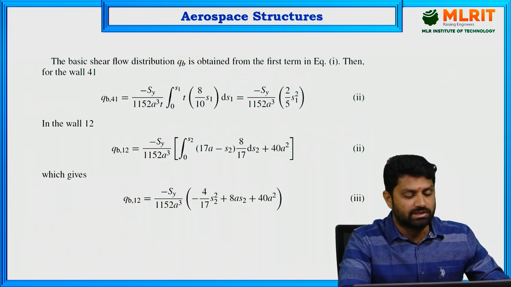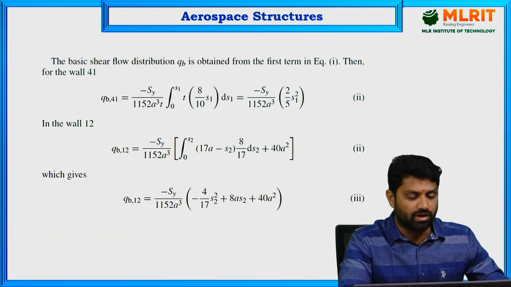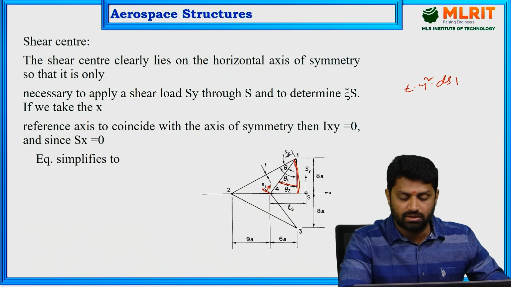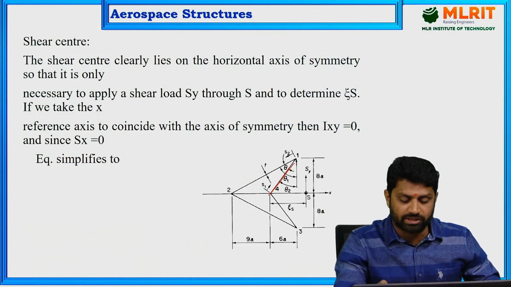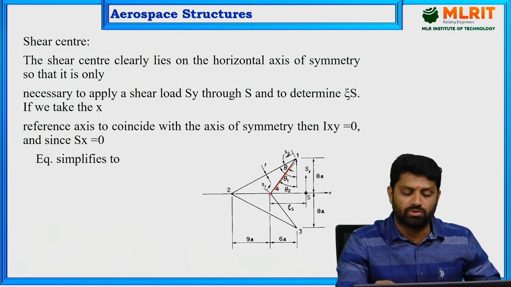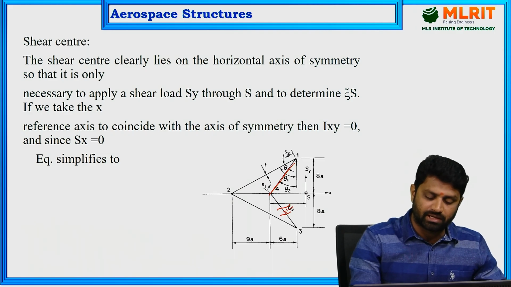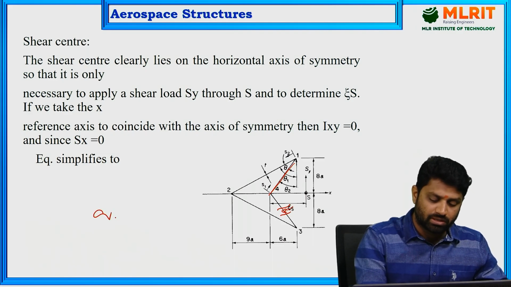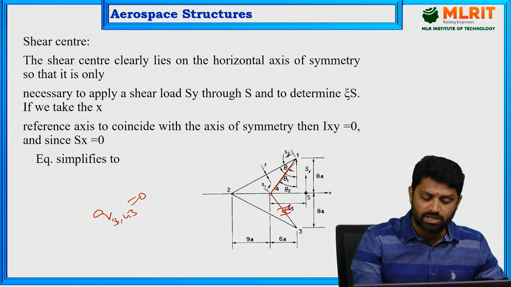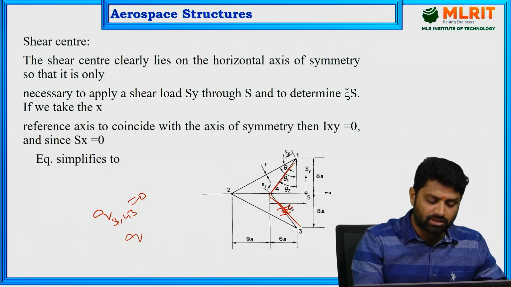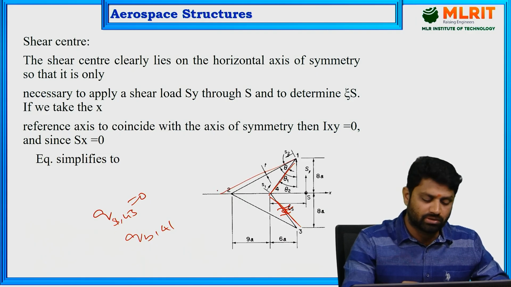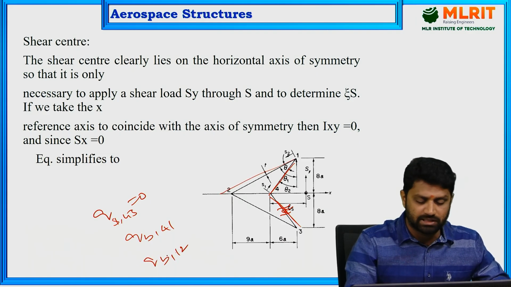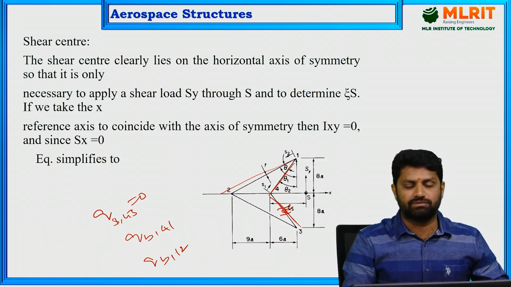Let's substitute that for qb41. First we are considering the 41 wall. Because it is a closed section and all are closed walls, you can make a cut in wall 43, and you can assume qs43 as 0, so that this becomes open. Now you are calculating the open section shear flow qb41. After qb41, you have to go with qb12. These two are sufficient because of symmetry, and you can write the rest of the things as they are.